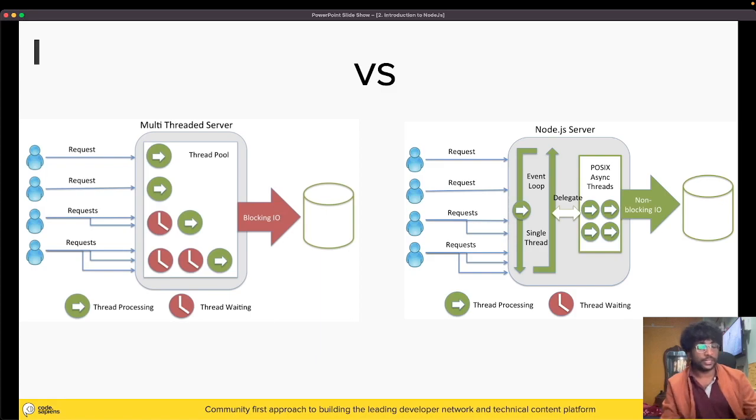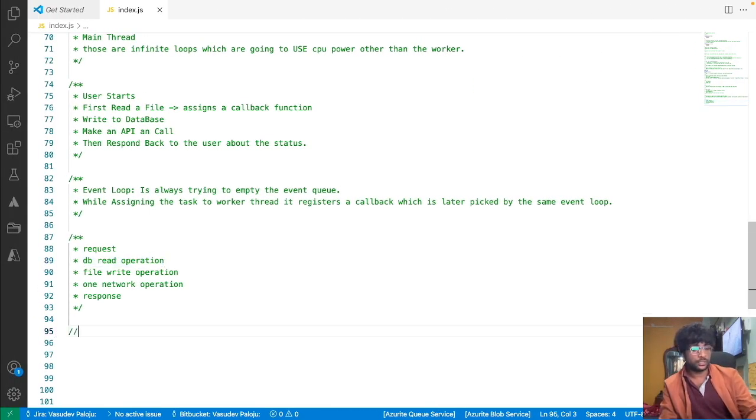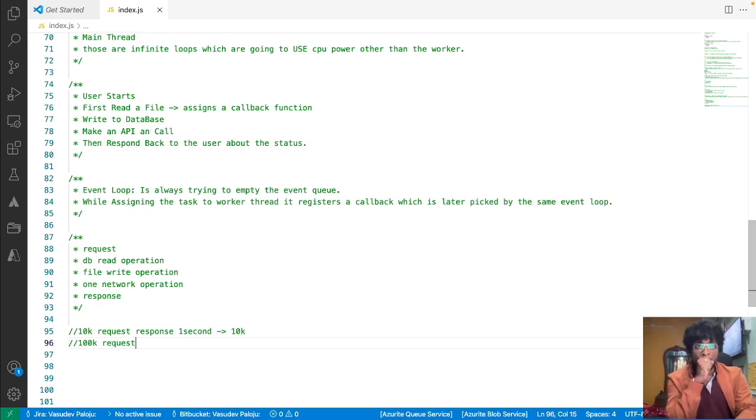So here the problem is that, let's say you got 10,000 requests, 10K requests per second. I'm talking everything in seconds. And also your response time is 1 second. Right, so 10K requests, yes, our multi-threaded environment can create 10K threads. Now traffic has increased, 100K requests come into the picture. Now the limitation of our server is that it can create a maximum of only 20K threads at a time. It cannot create more than 20K threads.